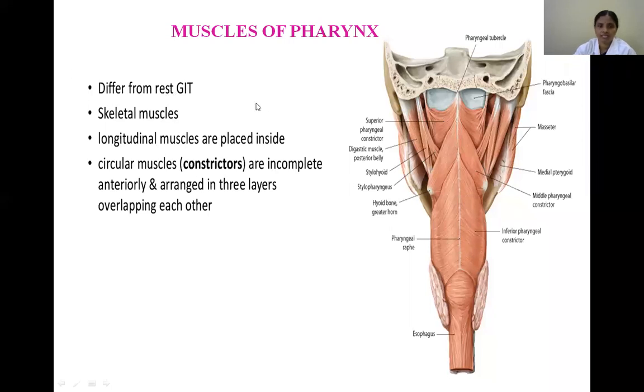See here, GIT, the entire GIT is already finished. So in histology, the musculature of the GIT is inner circular, outer longitudinal. But here in the upper part, means in the pharynx, and even in the upper two-thirds of the esophagus, the musculature is striated muscle, whereas the rest of the GIT is smooth muscle. And the arrangement in the GIT is inner circular, outer longitudinal. Here, it is inner longitudinal, outer circular layer in the pharynx.